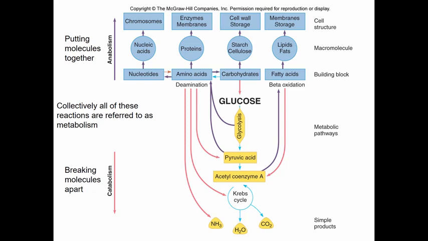Catabolism breaks things down. Once you break them down, you get the individual building blocks and you generate the energy. And then you can take those building blocks and the energy and use them to do anabolic reactions to put things together to allow for growth.